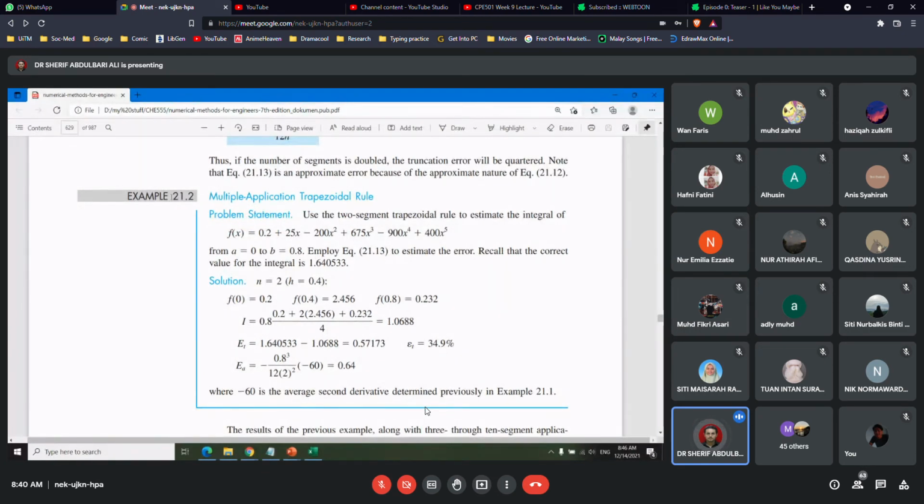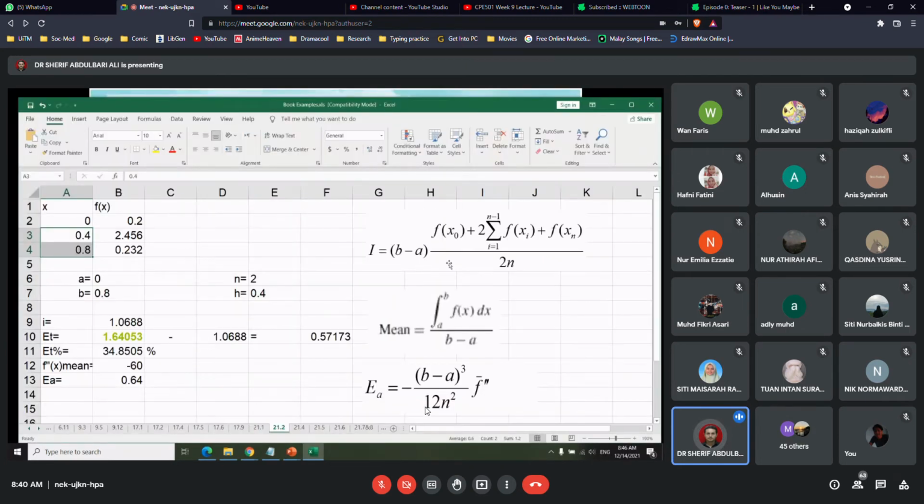This is the answer here in the textbook. This is example 21.2, and this is how the numbers are arranged. But I want you to try by yourself. If you look at the textbook, the example is there. It looks really easy, but I want you to try it by hand, to fit all this data into this equation here.